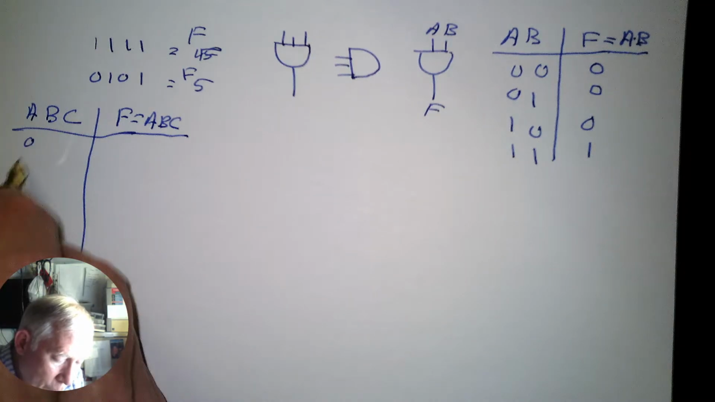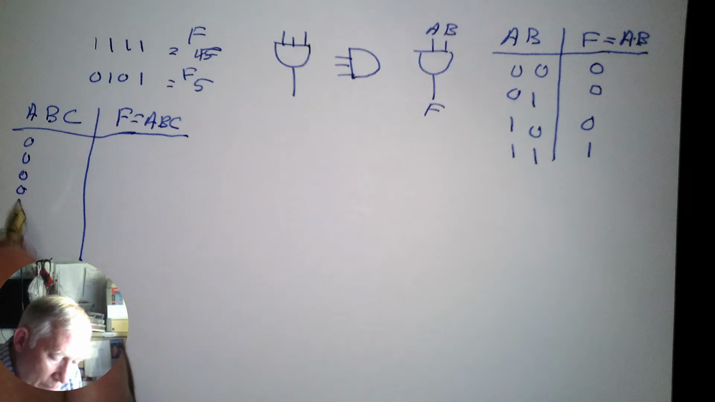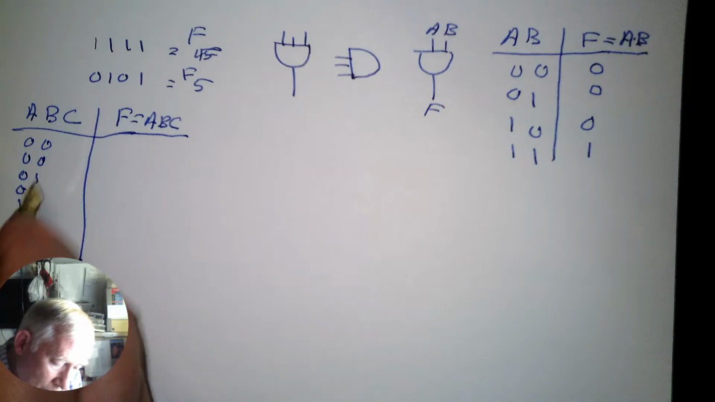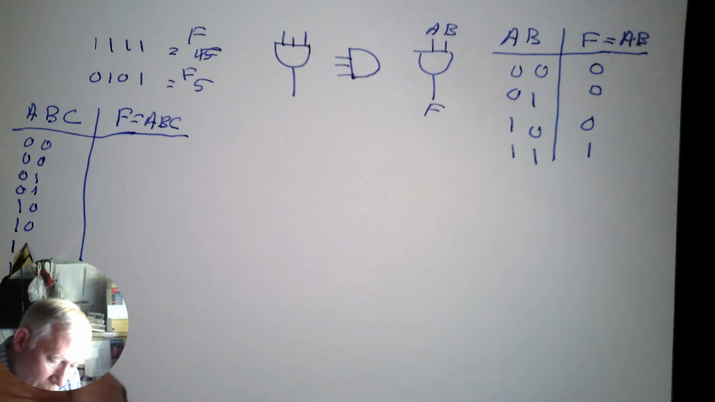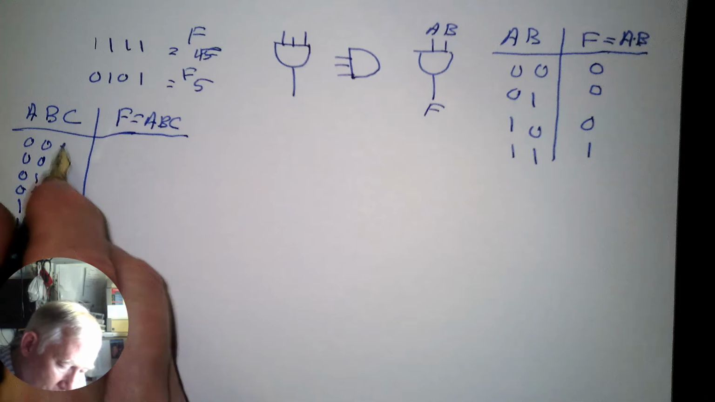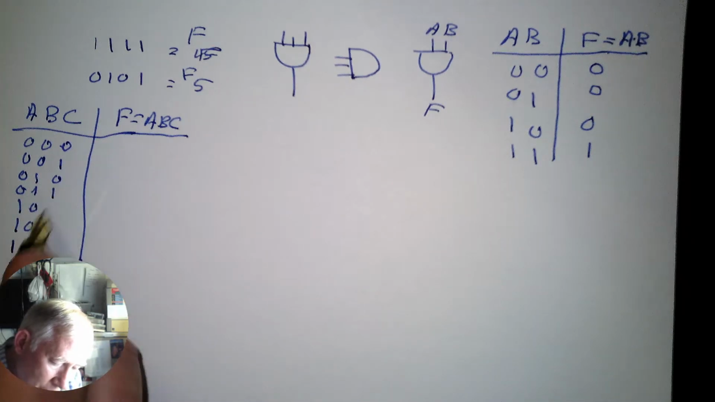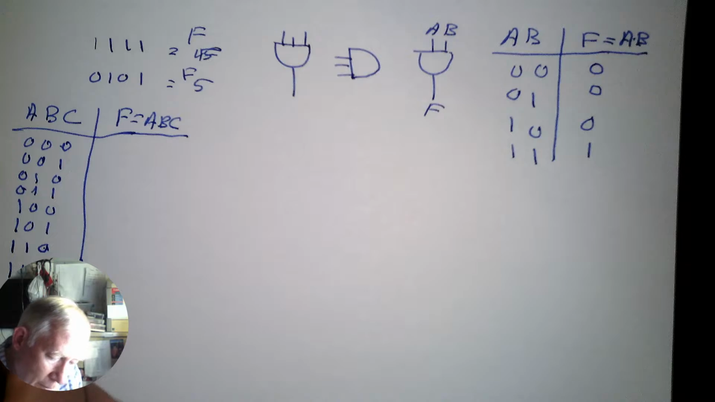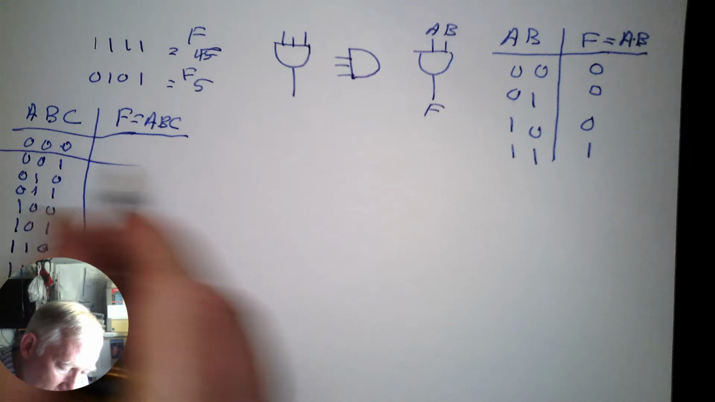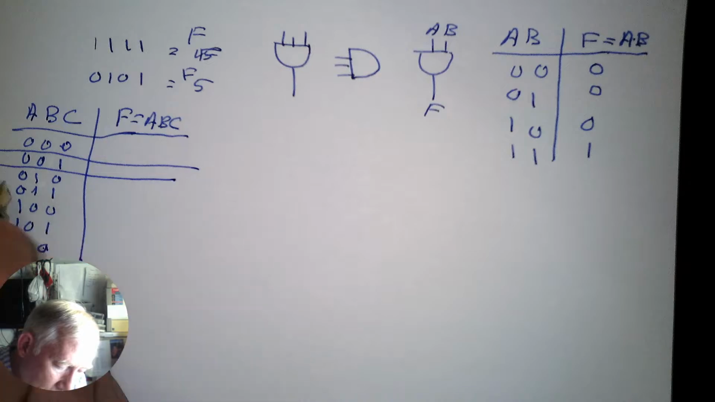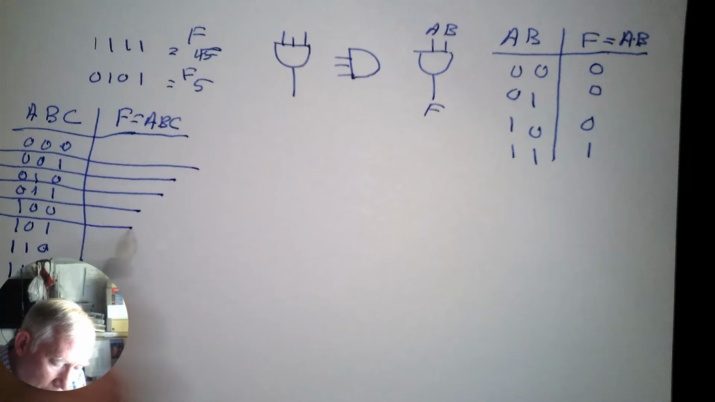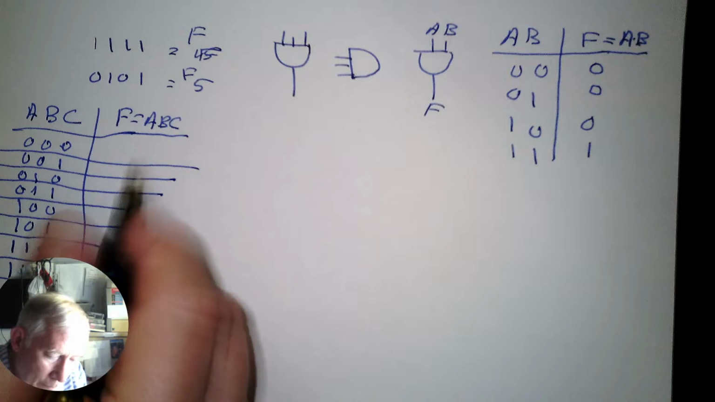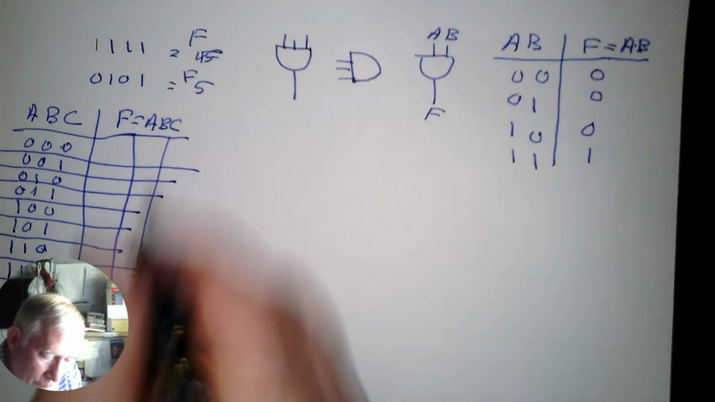So we do 1, 2, 3, 4, 1, 2, 3, 4, and then 0, 1, 0, 1, 0, 1, 0, 1. Okay, and I'm going to draw a line so we can keep track here. And I'm just going to make this column, and you can forget all this stuff over here.